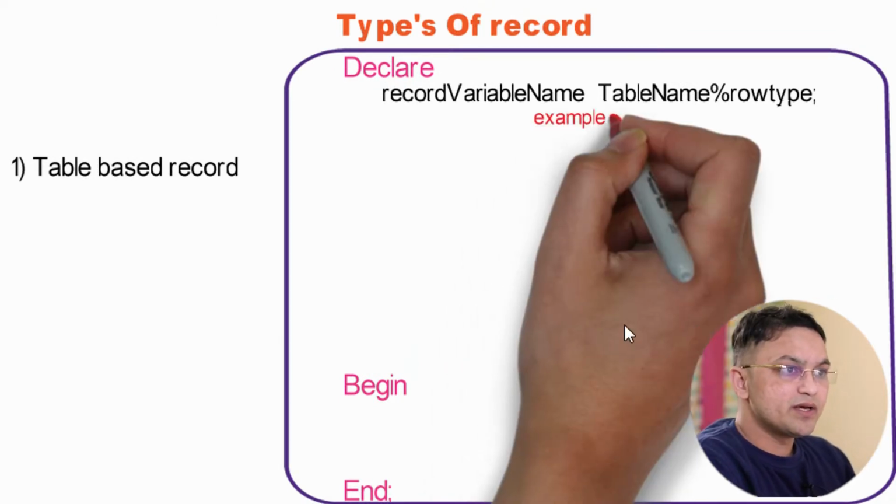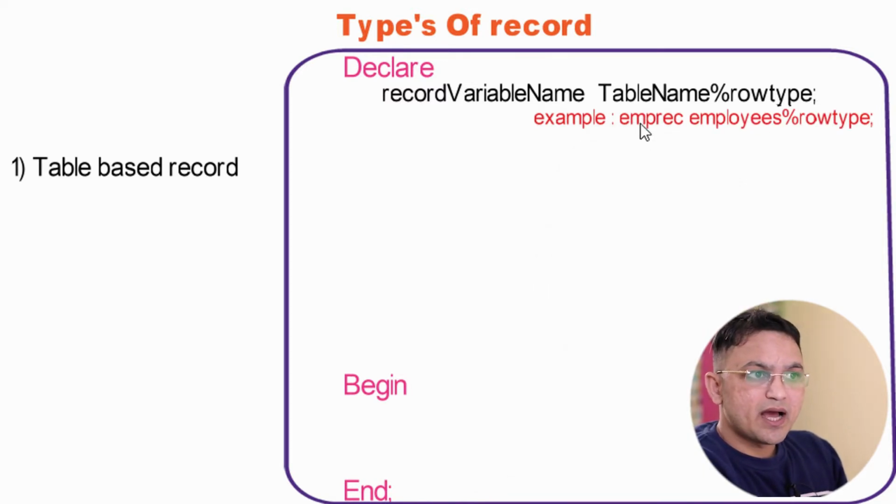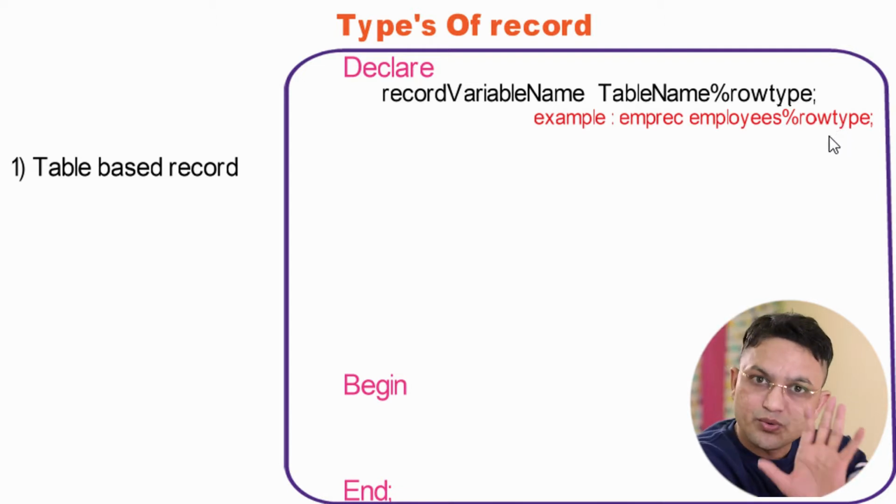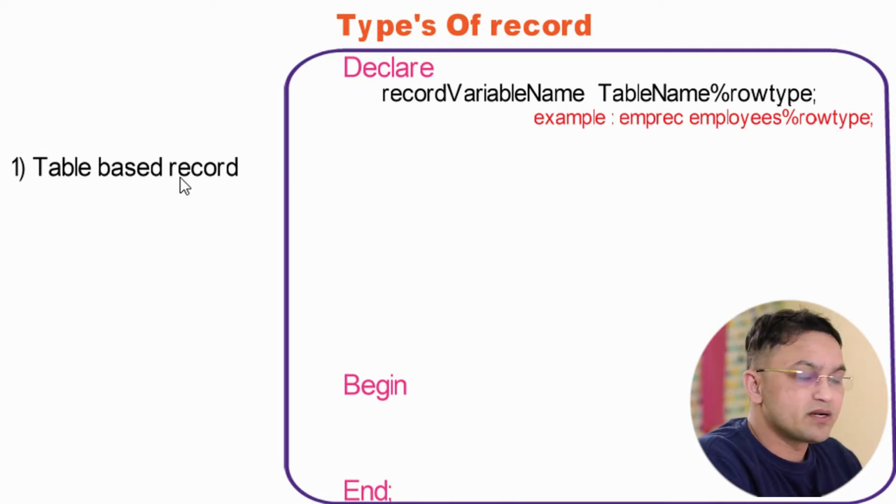For example, you can see over here I have given one example. This is my record name, and this record I have declared for the employee table. Over here I need to give the table name, and then percentage, and then row type. Okay, so this is how you can declare the table based record.